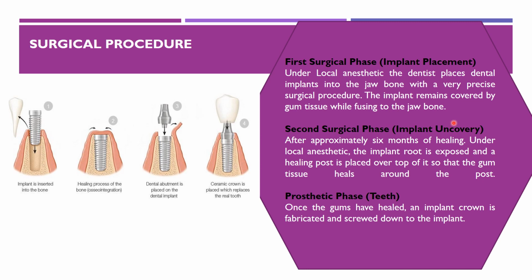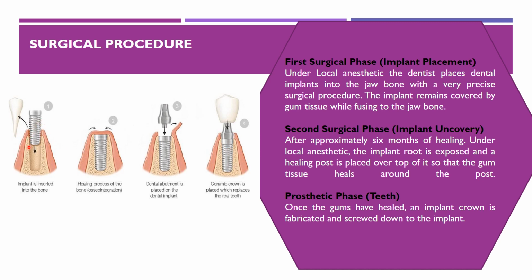This is implant uncovery. After approximately 6 months of healing, under local anesthetic the implant is exposed and a healing post is placed over it, and the gum tissue heals around the post. The next phase is the prosthetic phase. Once the gums have healed, an implant crown is fabricated and screwed down into the implant.